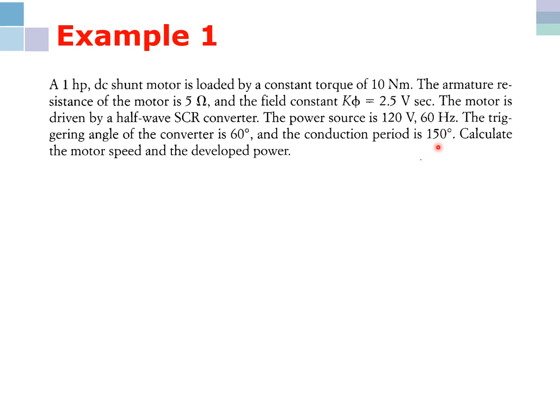If you want to get the value of beta, you need to add alpha and gamma: 60 plus 150 degree, and then you get 210 as the value of beta. Based on this, you need to calculate the motor speed and the developed power. So I want all of you to remember equation 6.19, to make sure you can do all these things very well.